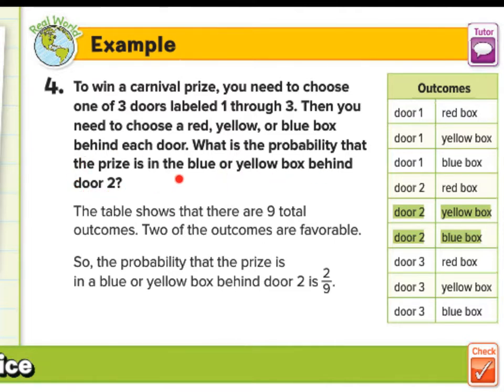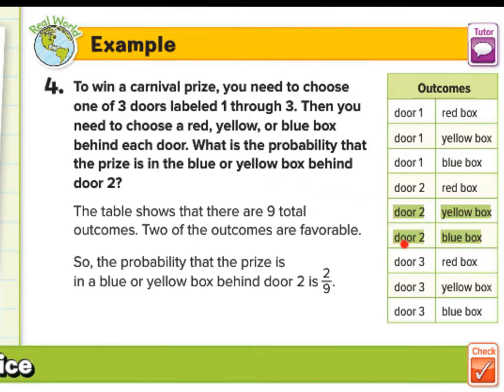We're looking for the prize to be only in the blue or yellow box. They don't mention the red anymore. Notice that. So we have door 1, which has the 3 options. Door 2 has the 3 options, and door 3 has the 3 options. I used a table for this one, right? And we're looking only for the blue or yellow box behind door 2.